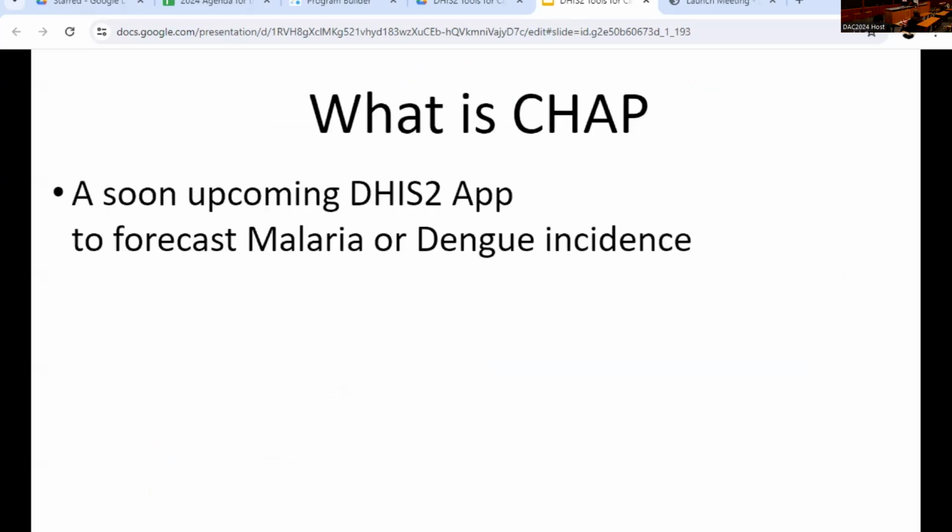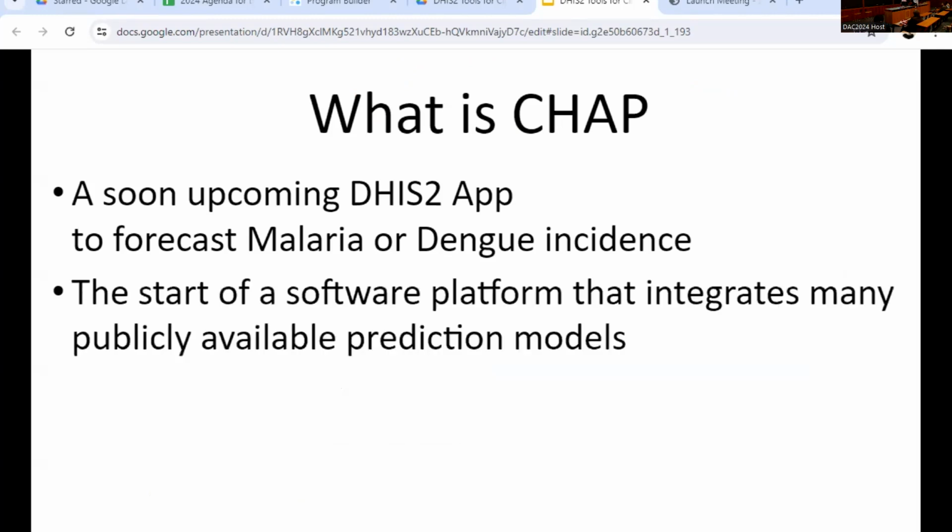So what is CHAP? Well, it's a soon upcoming DHIS2 app that can be installed in test instances maybe first and then production, to forecast, for instance, malaria or dengue incidents. And we also want to expand beyond. It's also the start of a software platform that integrates many of these prediction models that are available in the academic literature. So we don't just want to develop our own things, but we want to take a lot of these things that have been published, maybe have not been followed up after publication. We want to move them into this platform and make them available to any country that wants to do this prediction.